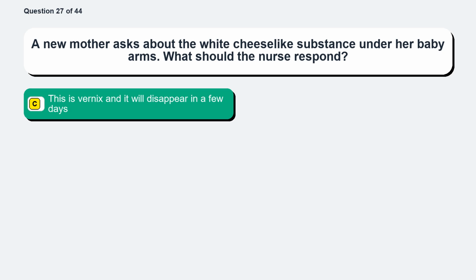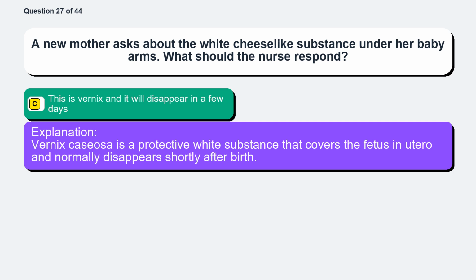The correct answer is option C. This is vernix and it will disappear in a few days. Vernix caseosa is a protective white substance that covers the fetus in utero and normally disappears shortly after birth.